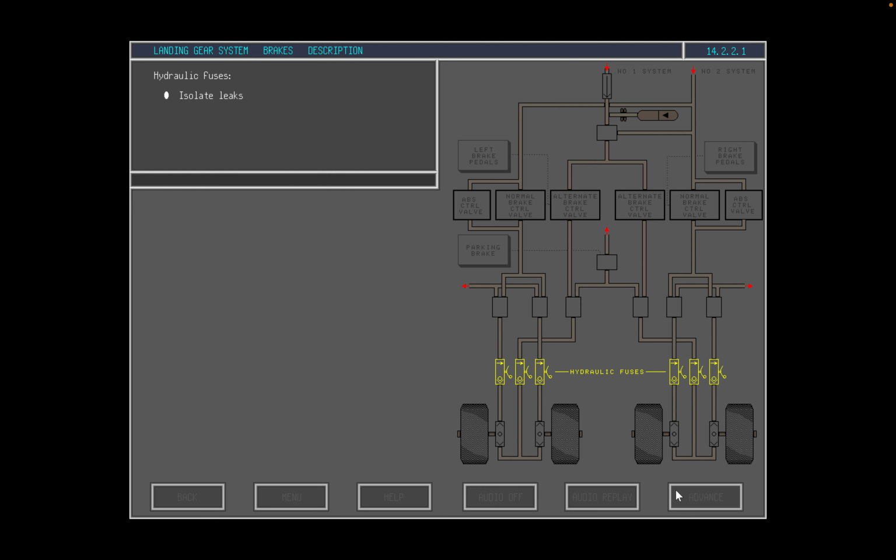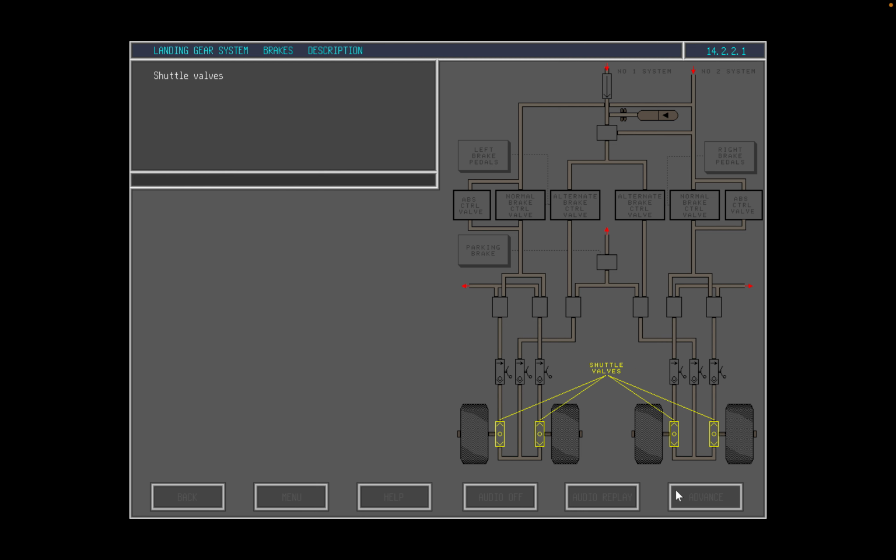Hydraulic fuses are fitted in the supply lines to each brake unit. If a supply line should develop a leak, the hydraulic fuse will operate and will stop fluid flow, thus isolating the leak. Shuttle valves are also fitted to each of the brake unit supply lines.